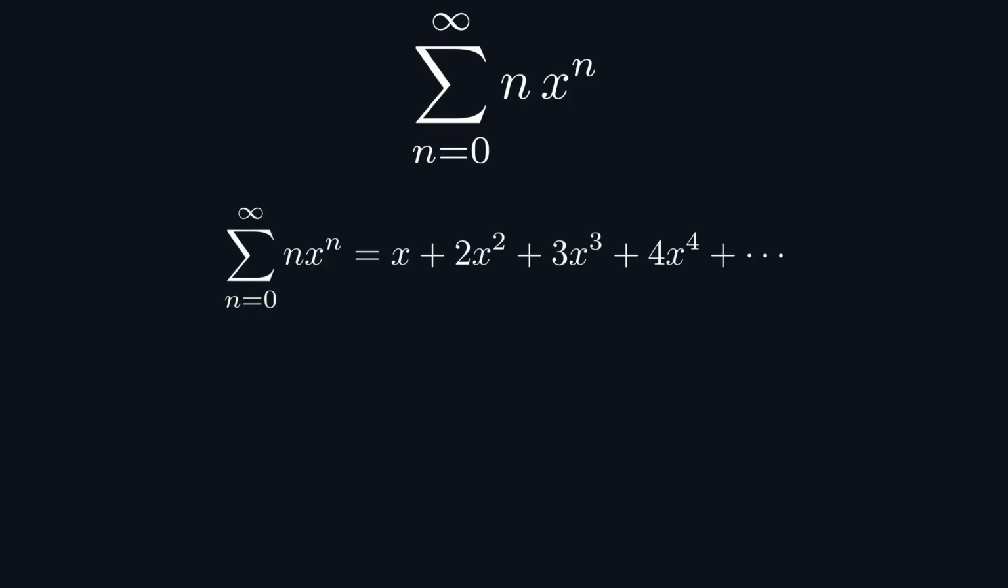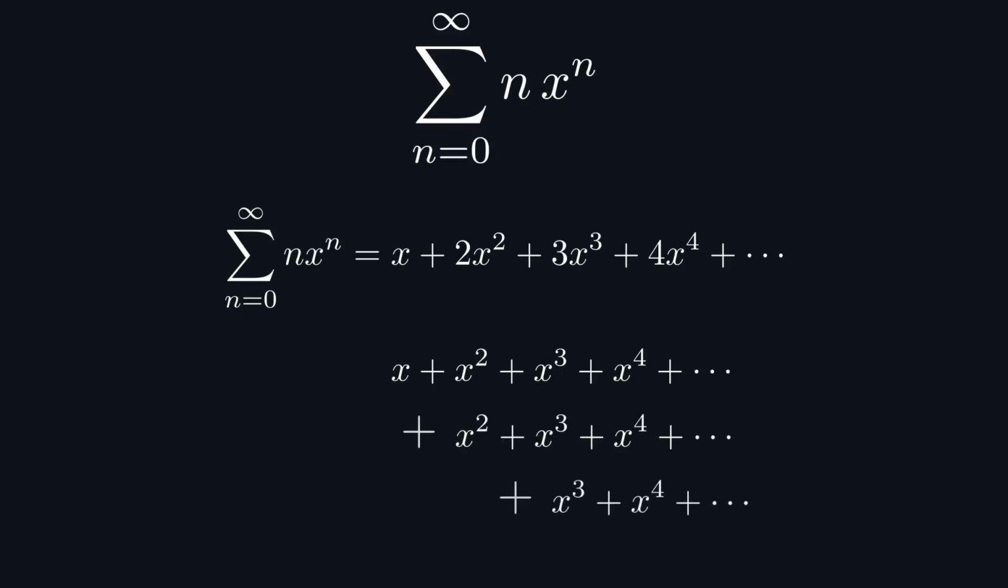If we write the first two terms of this series, we get x plus 2x squared plus 3x cubed plus 4x to the power of 4, etc, etc. And this can be expressed as x plus x squared plus x cubed plus x to the power of 4, plus x squared plus x cubed plus x to the power of 4, plus x cubed plus x to the power of 4, and it keeps on going on like this.